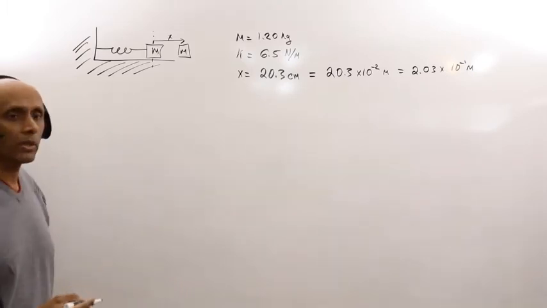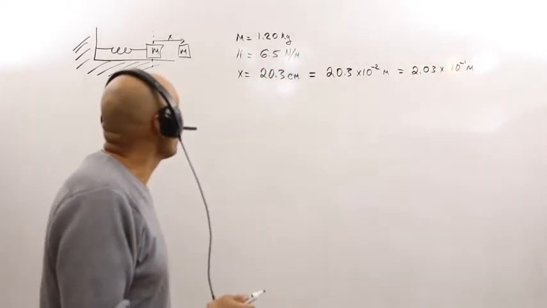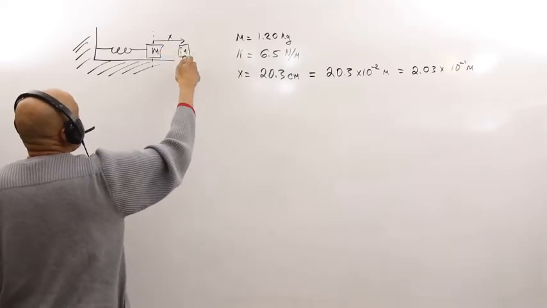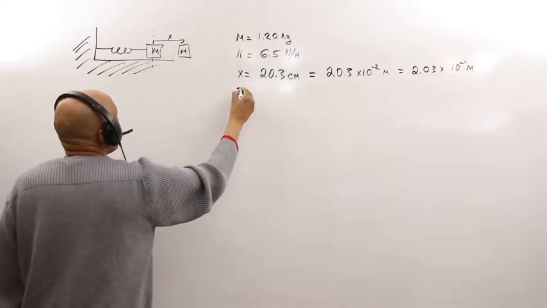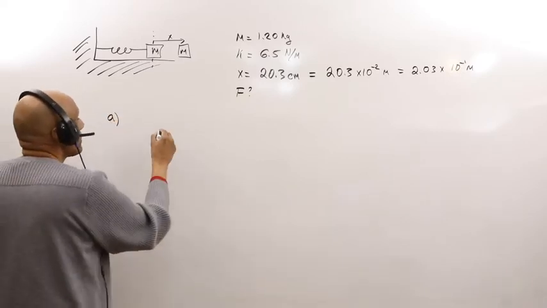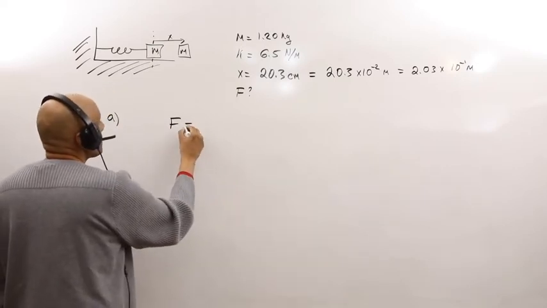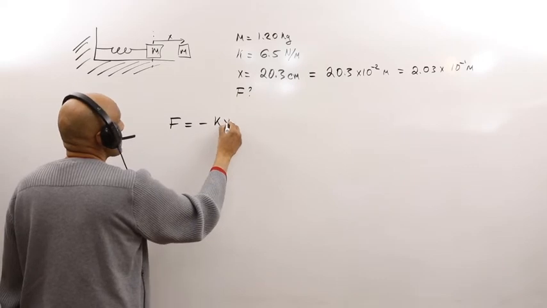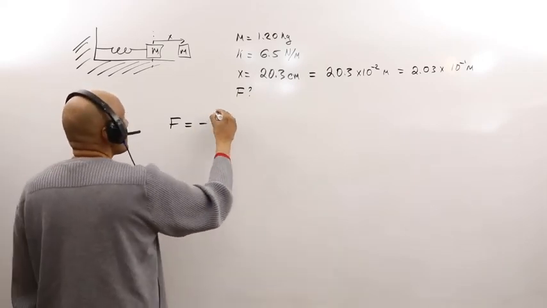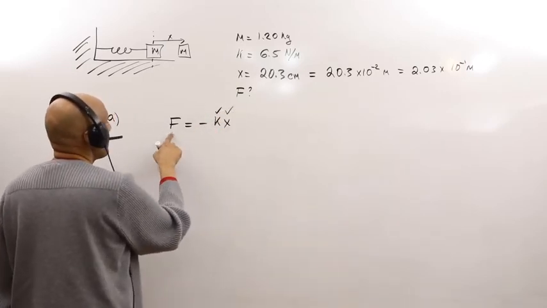So the first part of the problem asks, find the force. So we're going to find the force acting on this mass that's pulling it back this way. So our unknown is F. So part A, we know that the force is equal to minus kx, from using Hooke's law. We already know what the force constant, the spring constant, is. We know what x is, so we can calculate the force.